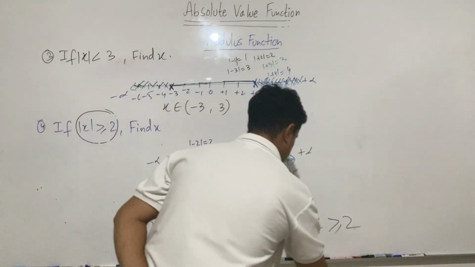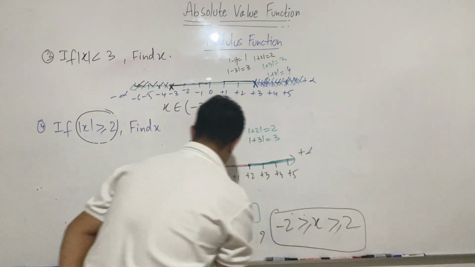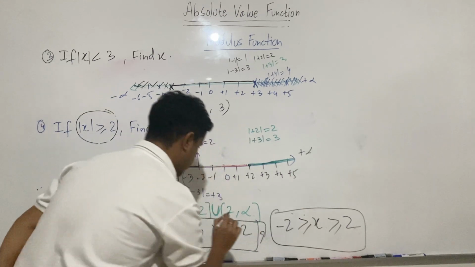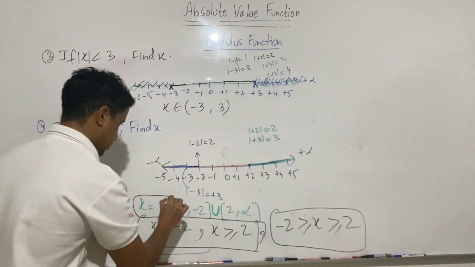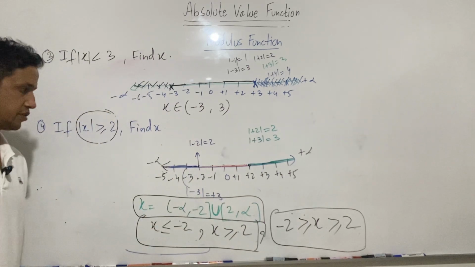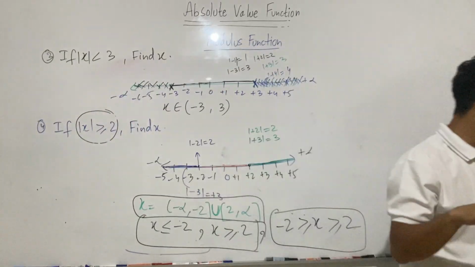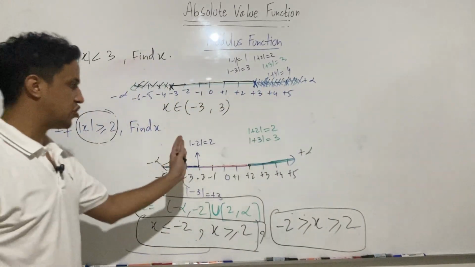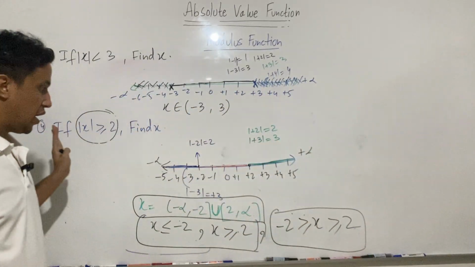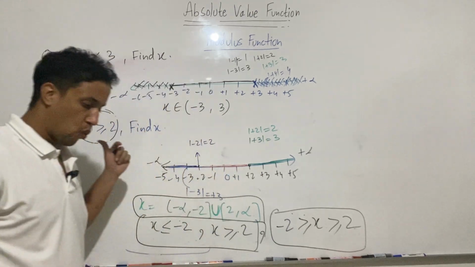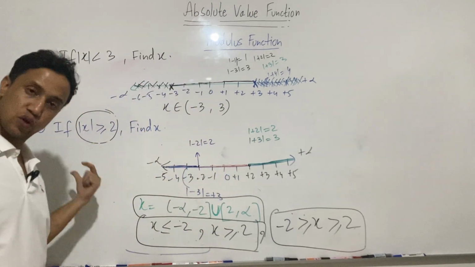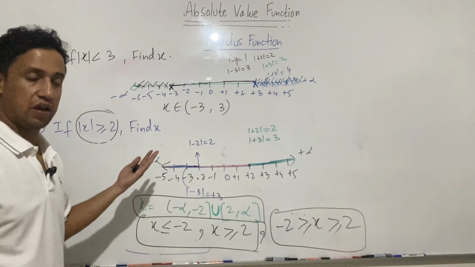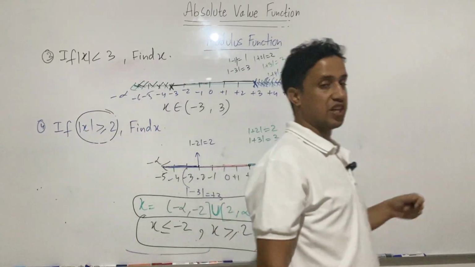Okay, so these all are your domains. I hope these are just easy questions. You can just draw the number lines and check what is the condition placed on the absolute value function, and then you can just play with the domain and you can easily get the domains.